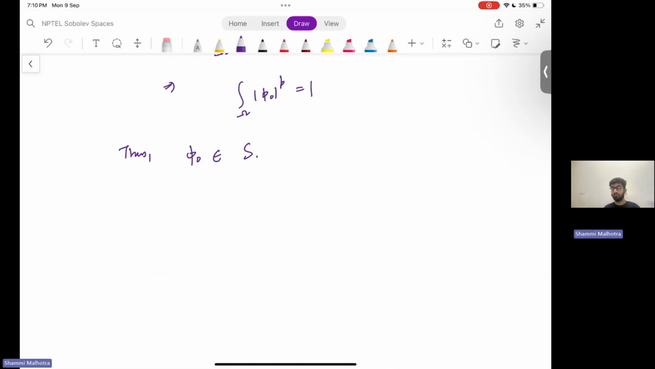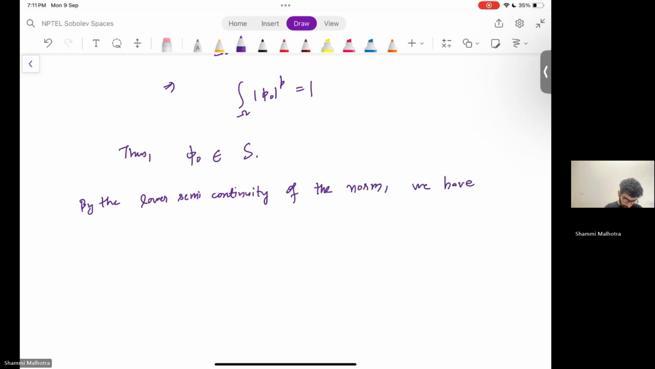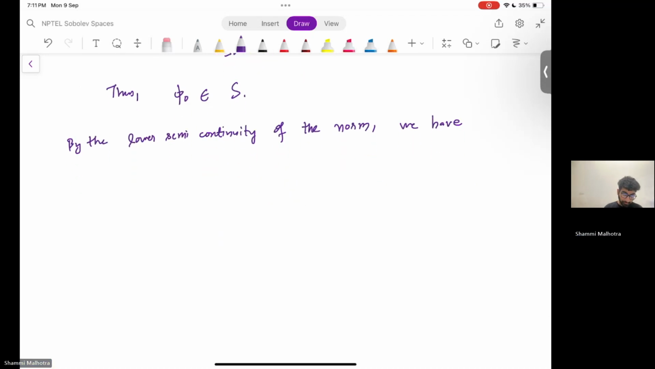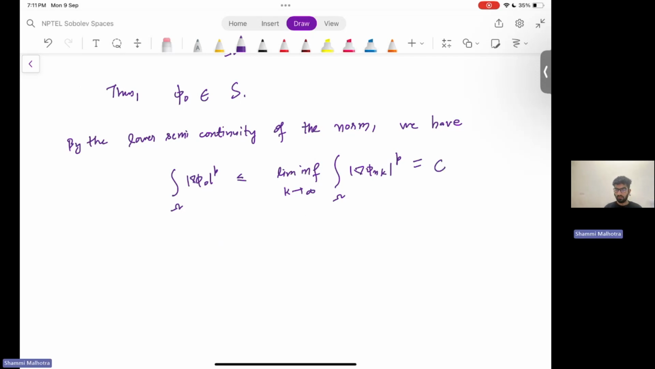Moreover, since phi n k converges weakly to phi naught, by the lower semi-continuity of the norm, which we can prove, we have the integral over omega of grad phi naught to the p is less than or equal to the limit as k tends to infinity of the integral over omega of grad phi n k to the p, which is nothing but less than or equal to c only, since phi n k is a minimizing sequence.